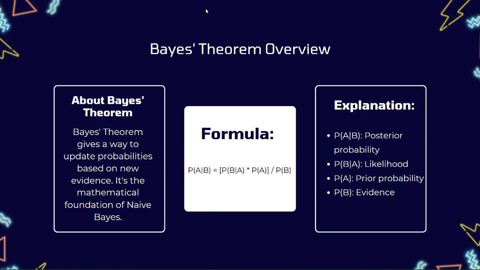contains the word offer. P(B|A) is the likelihood probability, the probability of seeing B when A is true. For example, how often does the word offer appear in spam emails? Here, P(A) is the prior, the probability of A before seeing the evidence. For example, what percentage of all emails are spam? And P(B) is the evidence, the overall probability of seeing the word offer in an email, spam or not. Let's break it down with an example.